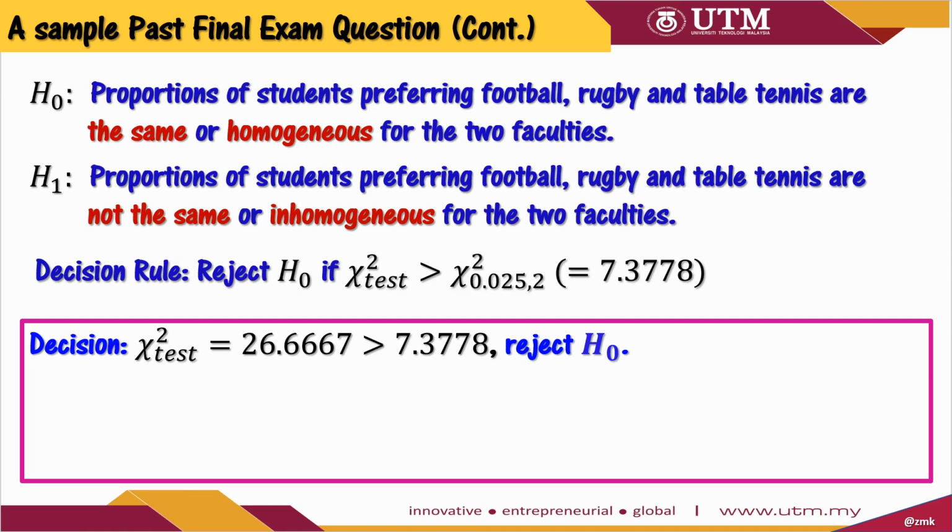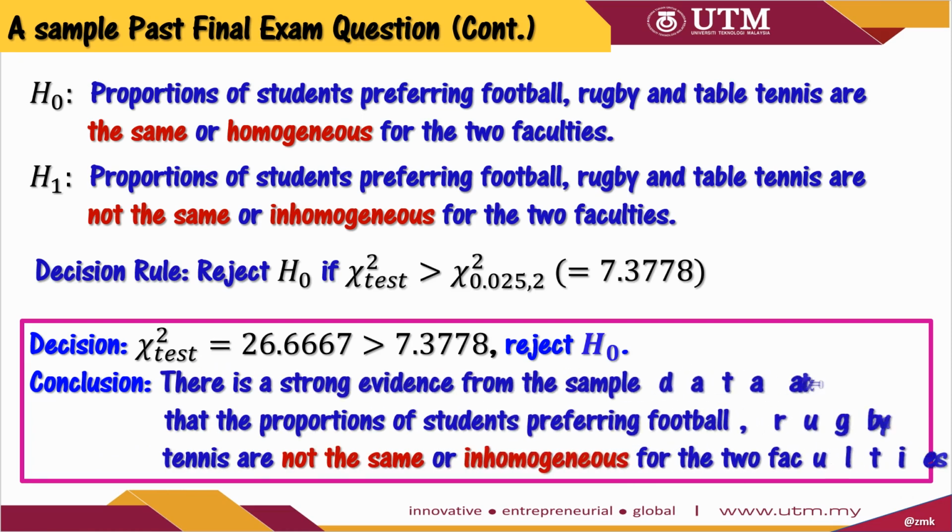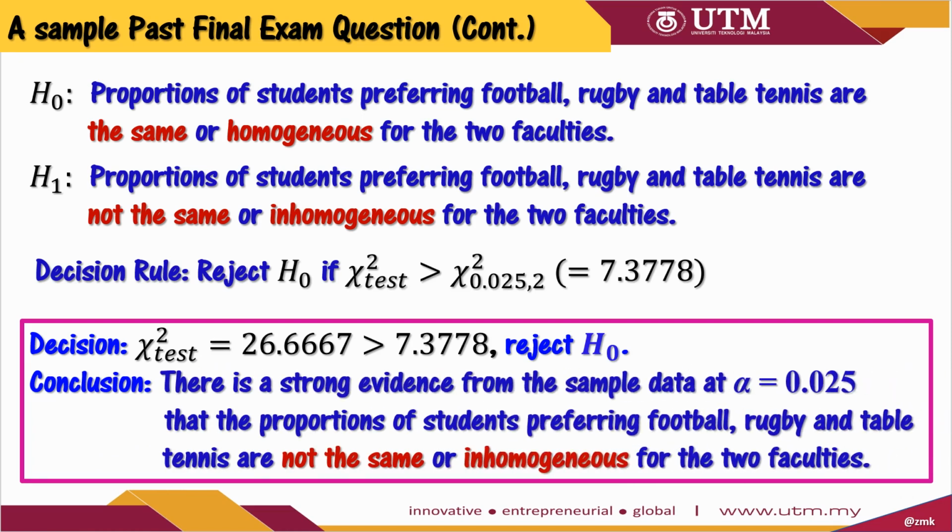Therefore, we should reject the null hypothesis H0 in favor of the alternative hypothesis H1 and conclude that there is a strong evidence from the sample data at the level of significance alpha equal to 0.025 that the proportions of students preferring football, rugby, and table tennis are not the same or inhomogeneous for the two faculties.